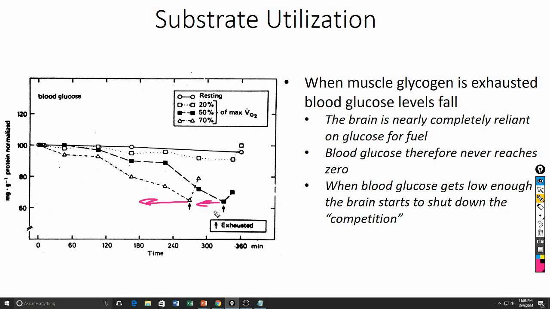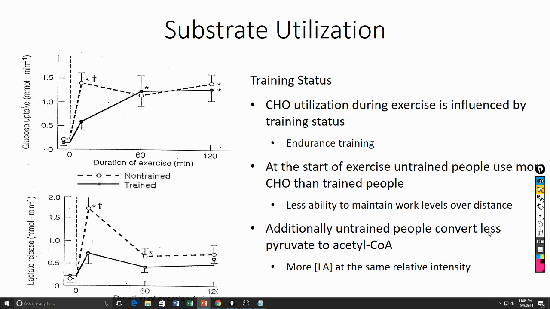So here we can see working at different intensities. The higher intensity you work, the faster you fatigue. Well, I could have told you that. You could have told me that. It's pretty simple. But the reason is that I'm starting to run out of glycogen. The harder I work, the faster I burn glycogen. The faster I burn glycogen, the sooner I fatigue. And that's somewhat attenuated or reduced with training status.